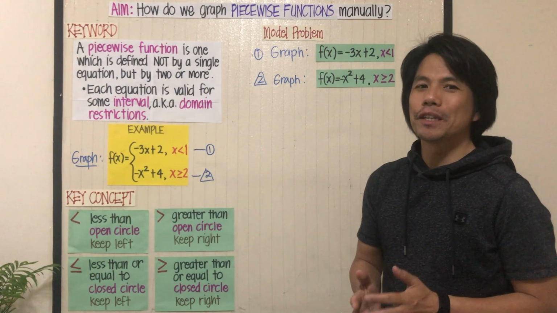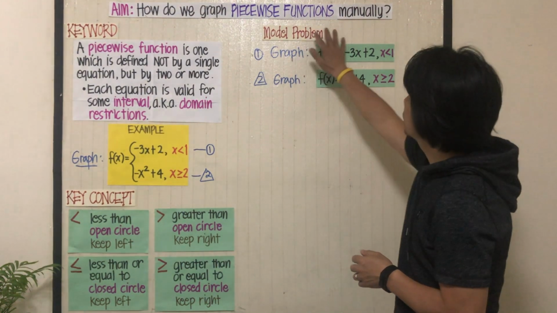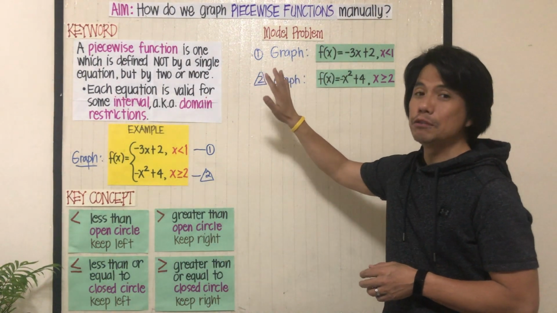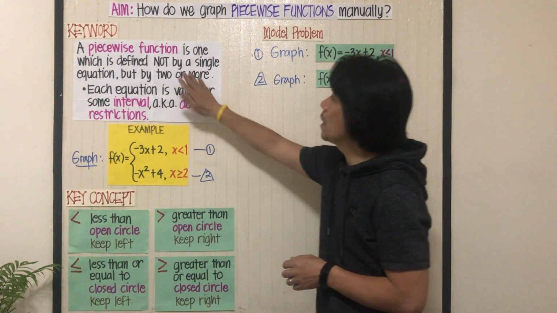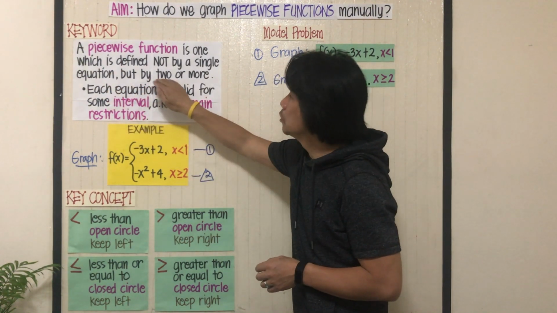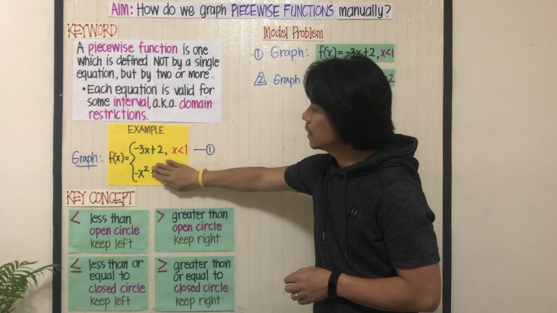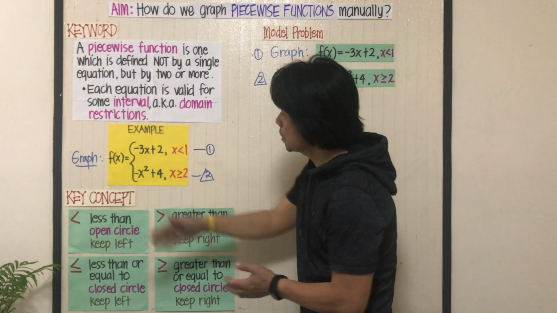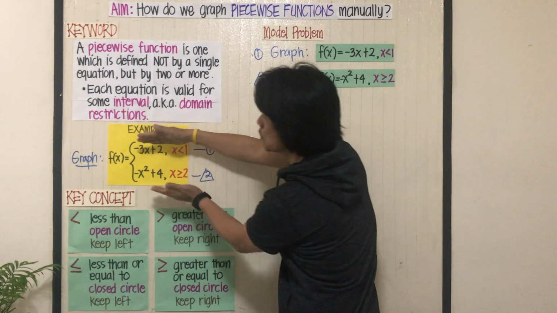Hello, today we're going to learn how to graph a piecewise function manually. I like this function because it's very unique, as it's not defined by a single equation like we're used to, but by two or more. Here's an example of a piecewise function which is composed, in this case, of two functions.